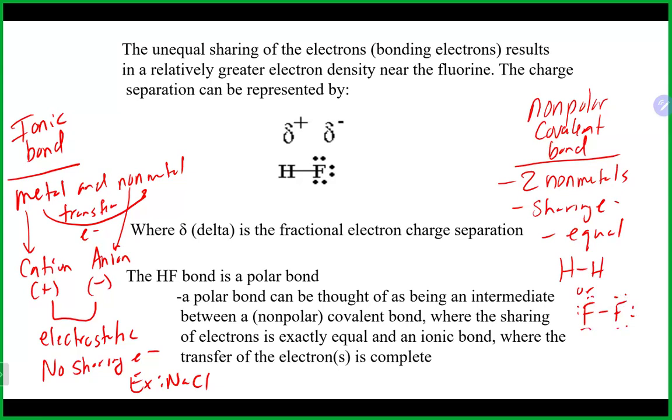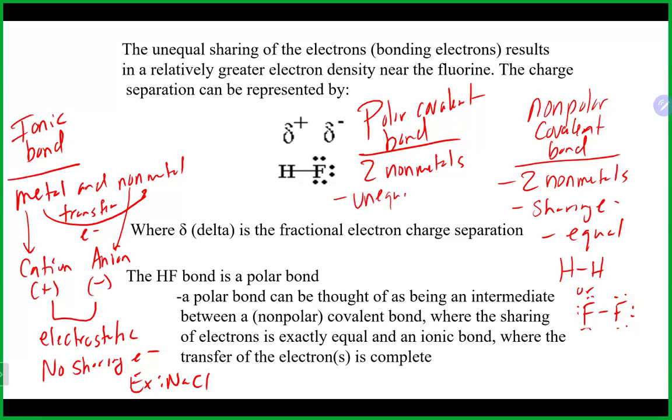And in the middle of those two, we have really our polar covalent bond. Also between two nonmetals. And that is going to be unequal sharing of electrons. That's going to create what we have right here, which is our example, a partially positive charge and a partially negative charge.